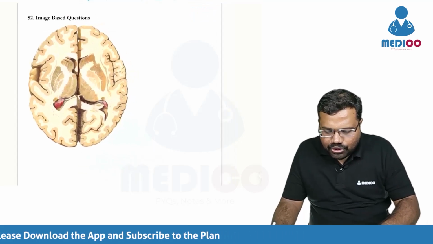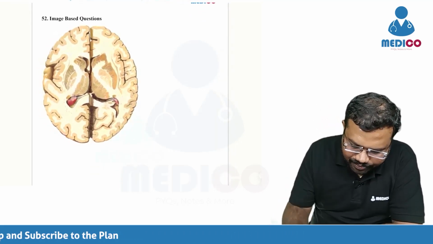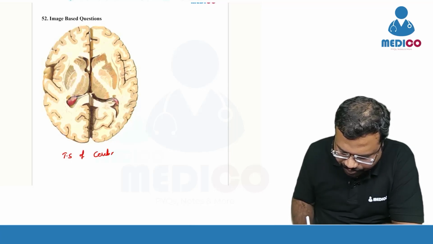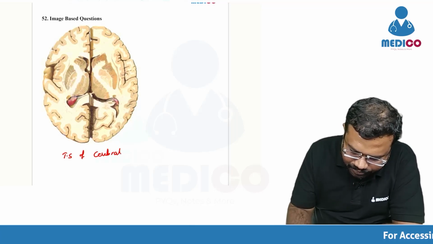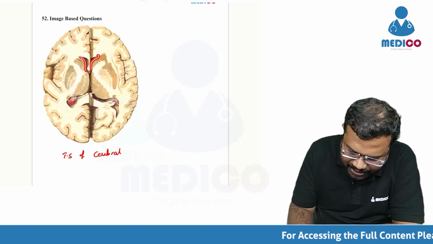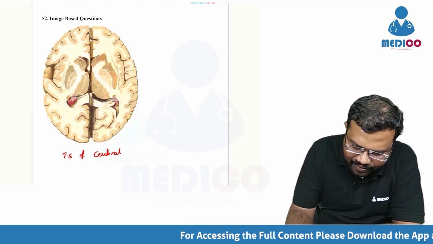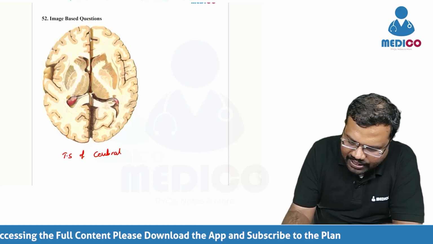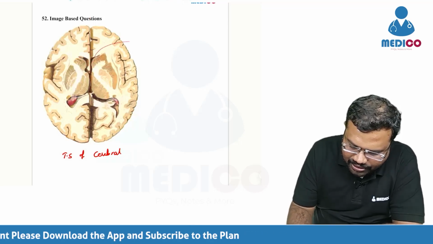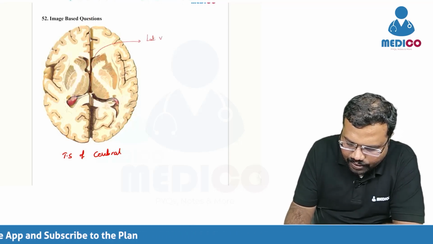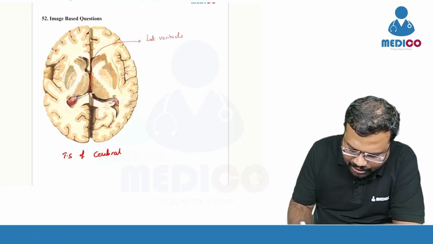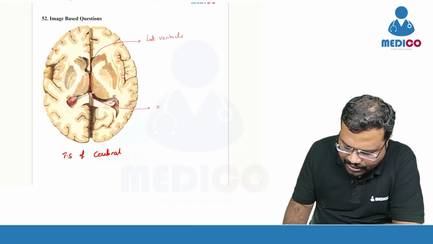This is the image-based question of the transverse section of the brain, the transverse section of the cerebral hemispheres. In that, we have cavities on either side of the midline. Those cavities are called lateral ventricles, and the cavity present almost in the midline is called the third ventricle.